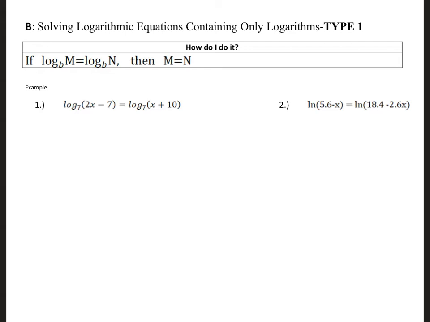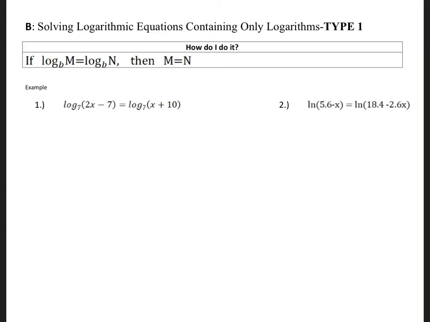Now here, we are going to look at another method. We are going to solve equations containing only logarithms, and this is type 1. And what do we know about this type? If logarithm to base b of m is equal to logarithm base b of n, since the base is the same, m is equal to n.